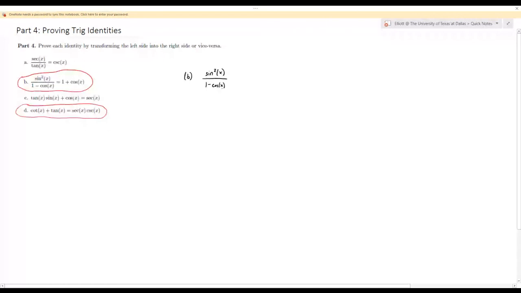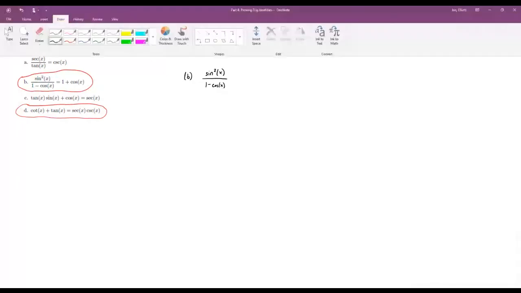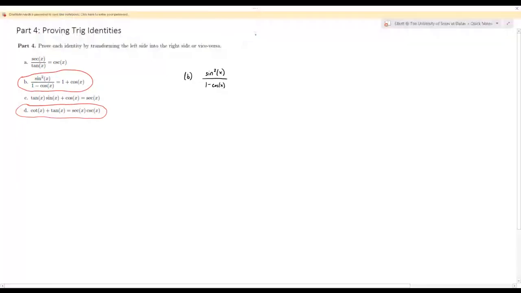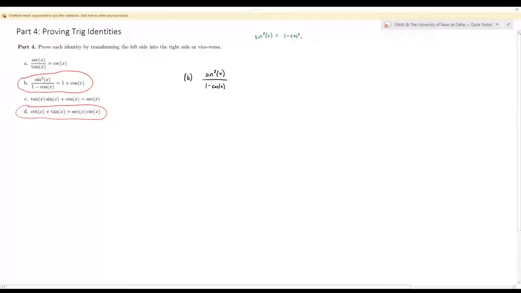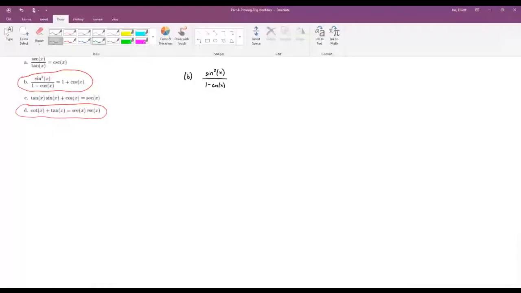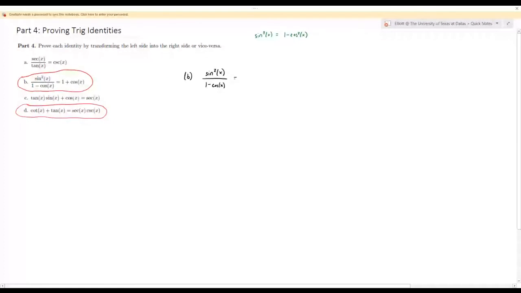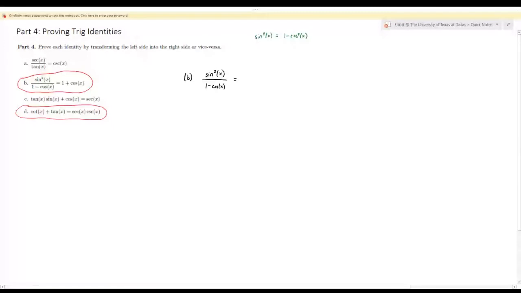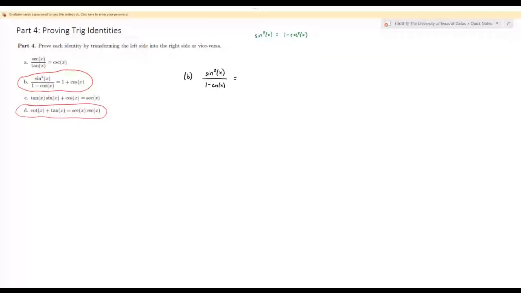Because there's something I immediately see that we might be able to do on the left, which is using the Pythagorean identity. So we know that sine squared plus cosine squared is 1. So I'm thinking we can try writing sine squared as 1 minus cosine squared. That's what I'm going to do first. I'm going to rewrite sine squared as 1 minus cosine squared.